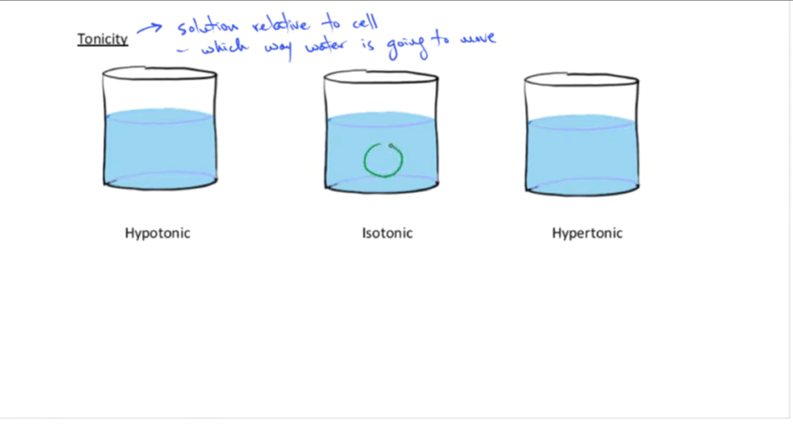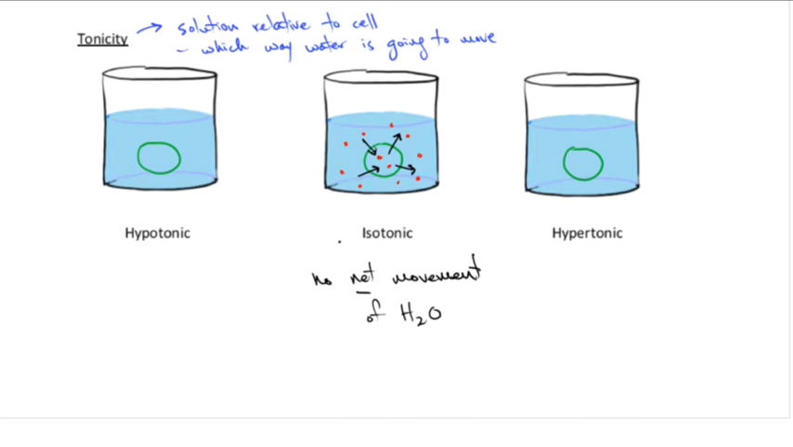Let's put a cell in each of these beakers. Now, the only solutes I'm going to draw are going to be solutes that cannot cross the cell membrane. These are called non-penetrating solutes because they cannot get through the cell membrane. In an isotonic solution, we have equal concentrations of these solutes both inside and outside the cell. And therefore, there is equal movement of water out and into the cell. And so we have no net movement of water. There is movement of water across the membrane, but there's no net movement of water, and so the cell is not going to shrink or grow.